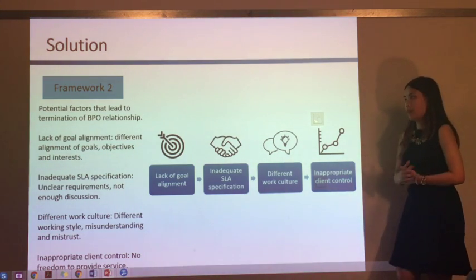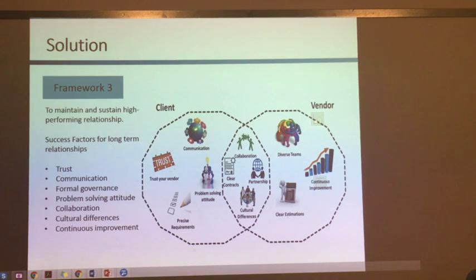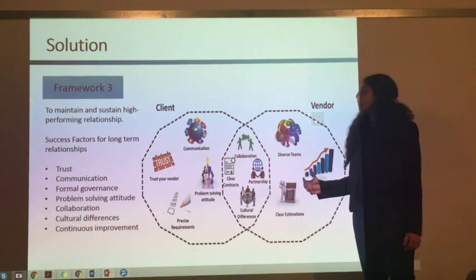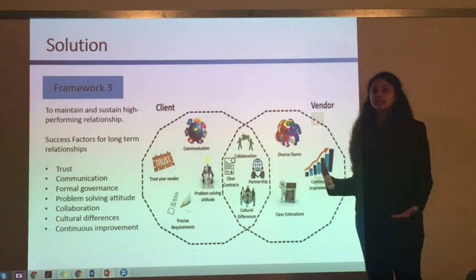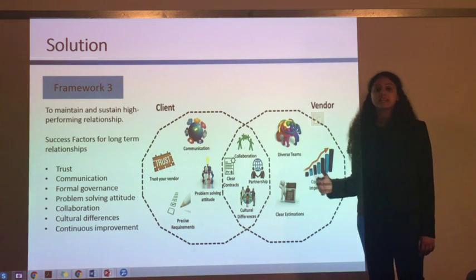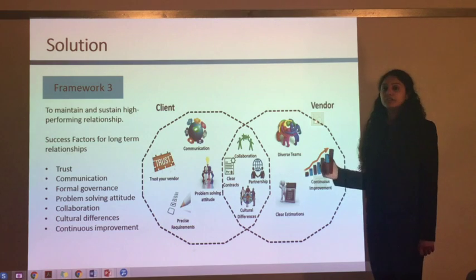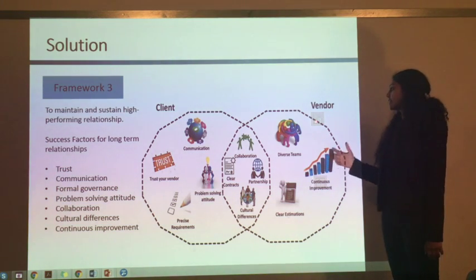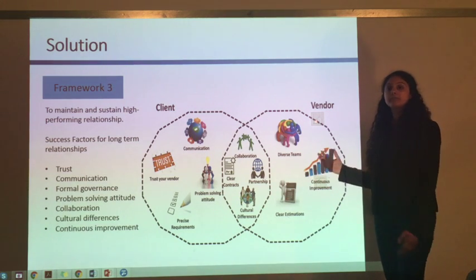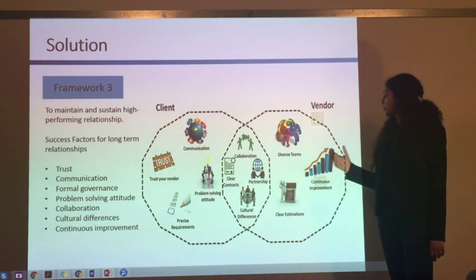So next is framework number 3. Now that we know how to start a new relationship and to build it, we decide how to maintain and sustain high-performing relationships. Here we have the client and the vendor, and different factors which the client and the vendor can do separately to make sure that their relationship is working well.